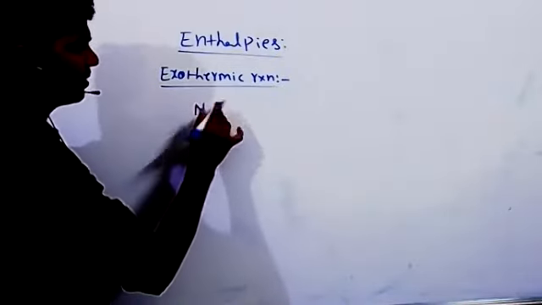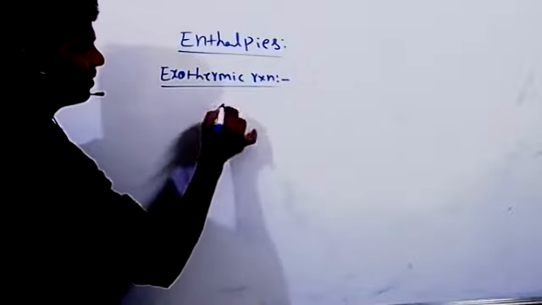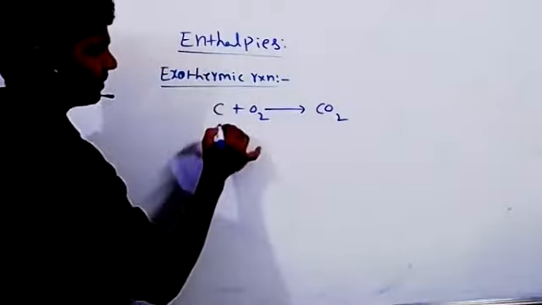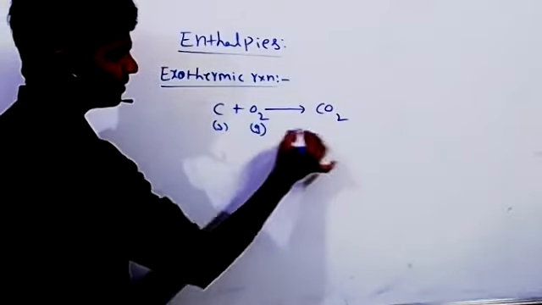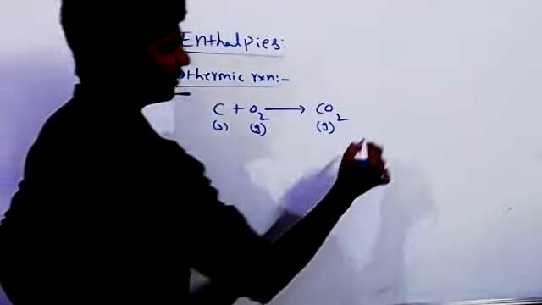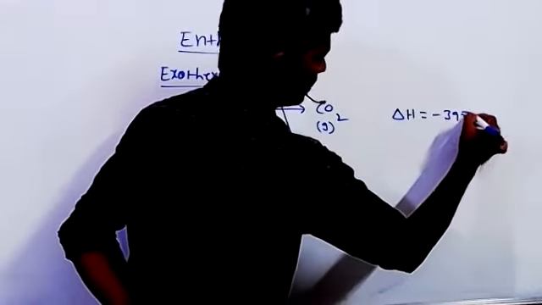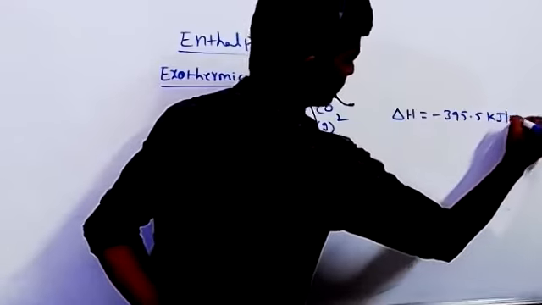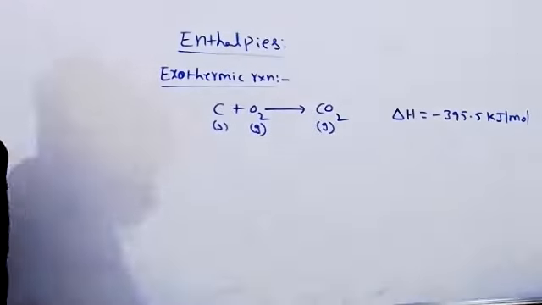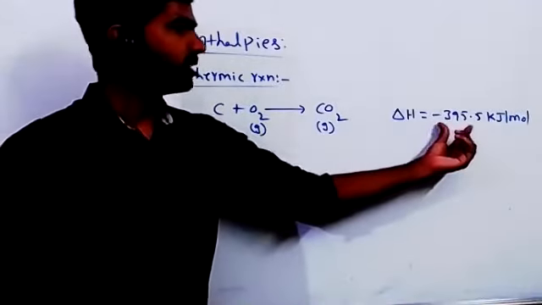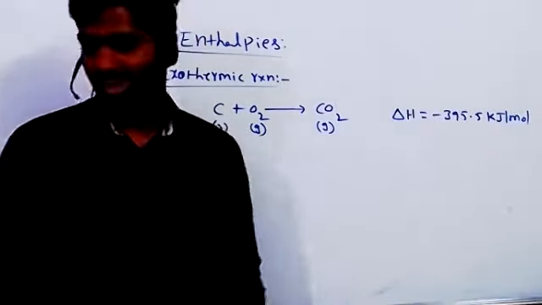Suppose oxidation of carbon gives carbon dioxide, solid carbon to gaseous carbon dioxide. It releases, delta H is equal to minus 393.5 kilojoule per mole. So this is an exothermic reaction. It is releasing heat, 393.5 kilojoule of heat is releasing.